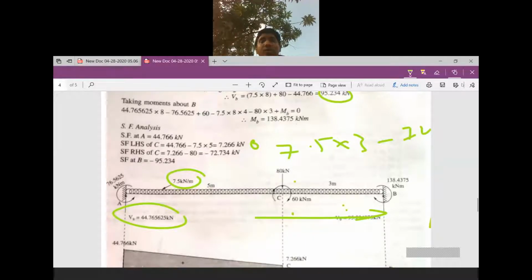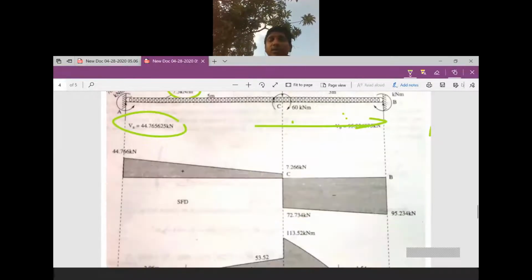Are you able to understand? This is also a negative value. Why? Because it is a downward force: 7.5 into 3 minus the upward force of 72.73. Totally you will get this value. You will get a shear force.